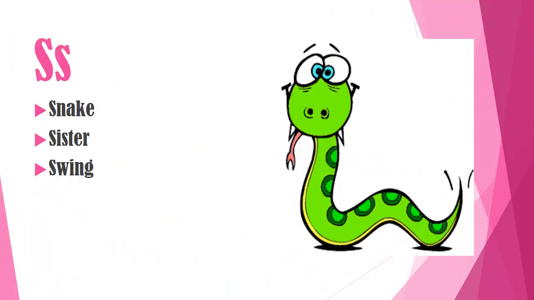The sound of S is sa. S is for snake. So the sound of S is sa. Snake, sister, swing.